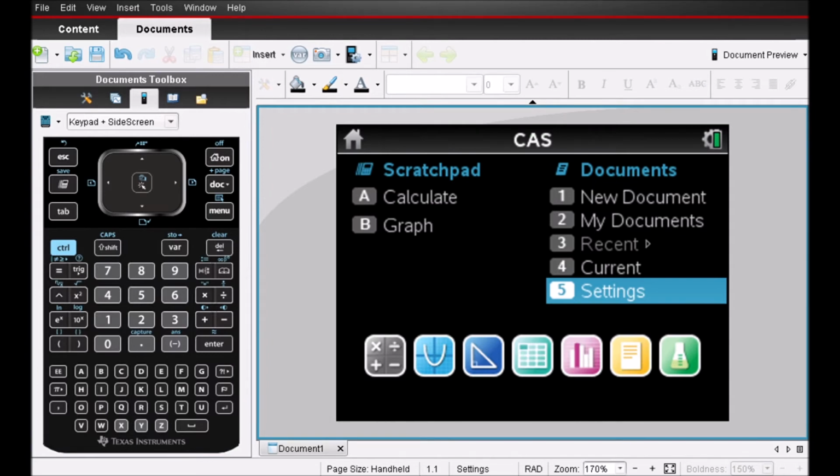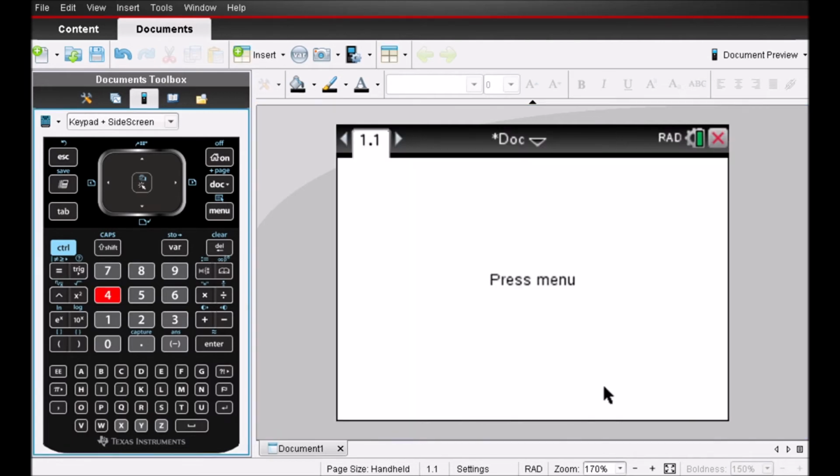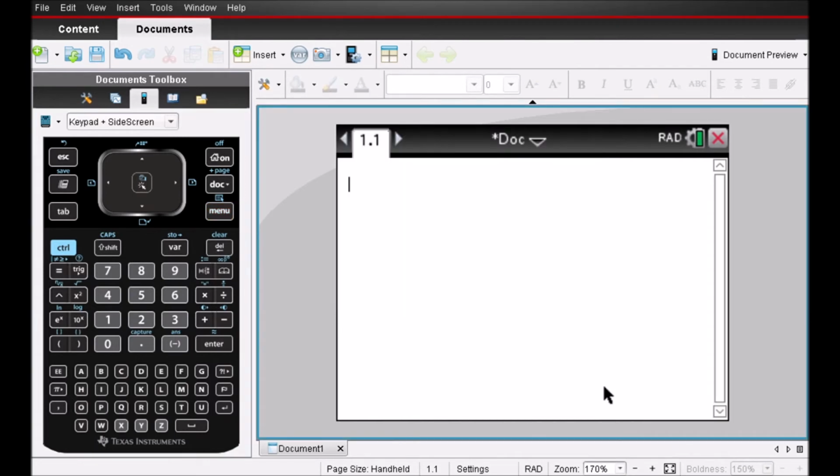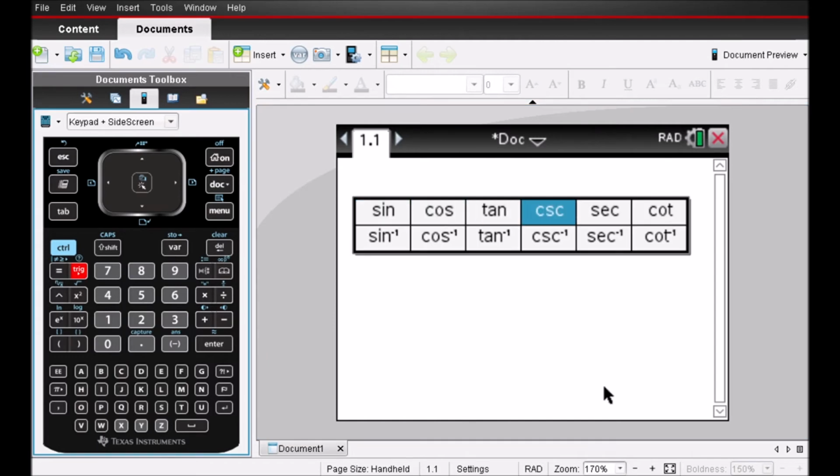So my document, I'm going to start a new, I'm going to go to my current document number 4. My current document's in radians. And I'm going to add a calculator page if you don't already have a calculator page open. So we want the inverse cosine.